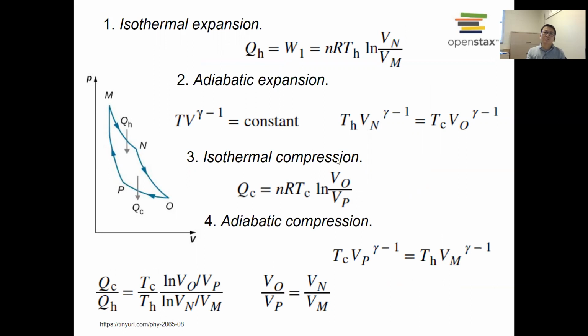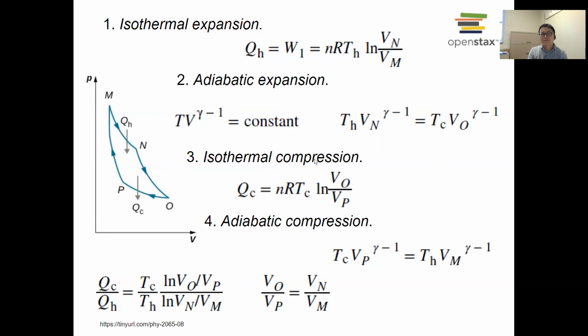Adiabatic process can also be written in different forms. If you use T and V, you can have TV^(gamma minus 1) equal to constant. Now, mathematically, you can prove that QH, which is W1 for this isothermal process, you can calculate it: nRT_H ln(V_M over V_N) for the adiabatic process. So you write this equation there.